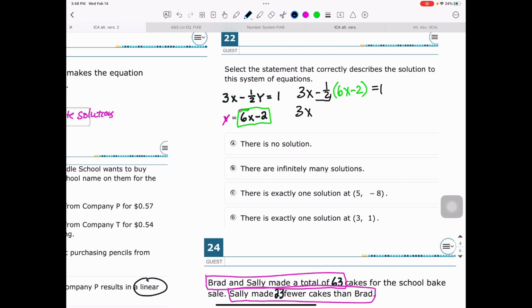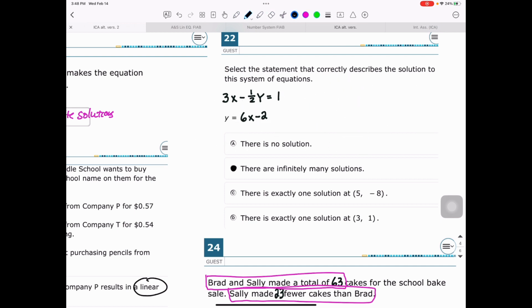Now I've got negative 1/2 times 6x is cut 6 x's in half, that's 3x, but now the negative makes it negative. I have negative 2, I'm going to cut it in half, that's negative 1, but the negative makes it positive 1 equals 1. 3x's minus 3x's is 0, and I have 1 equals 1, which is infinitely many solutions. If that doesn't make sense to you, here's another way you can do it.